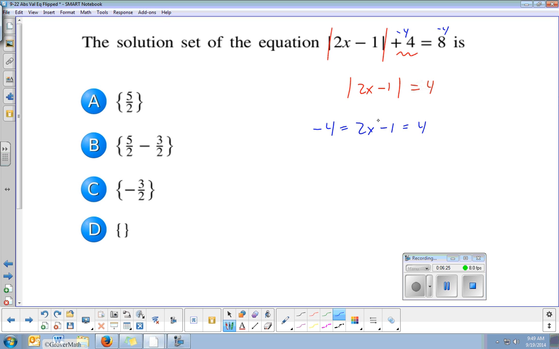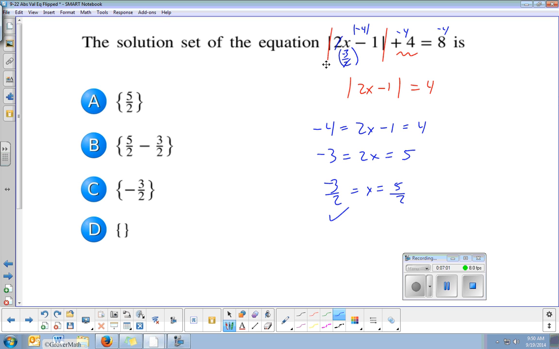And so now solving this, I could add 1 to both sides. Let's see, that's negative 3 equals 2x equals 5. And then dividing everything by 2, negative 3 over 2 is x, and so is 5 over 2. And so let's see if we plug negative 3 over 2 in here. The 2's would cross out. I'd end up with negative 3 minus 1 is negative 4, but the absolute value of negative 4 is positive 4, plus 4 is 8, so that one works fine.